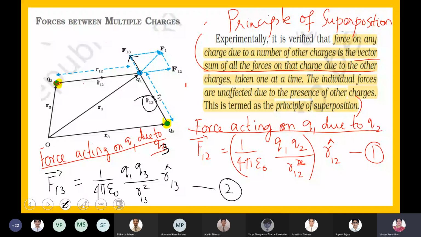Then what will be the net force acting on Q1? You have to add both the vectors. So it is the vector sum of all these forces. What will be that?